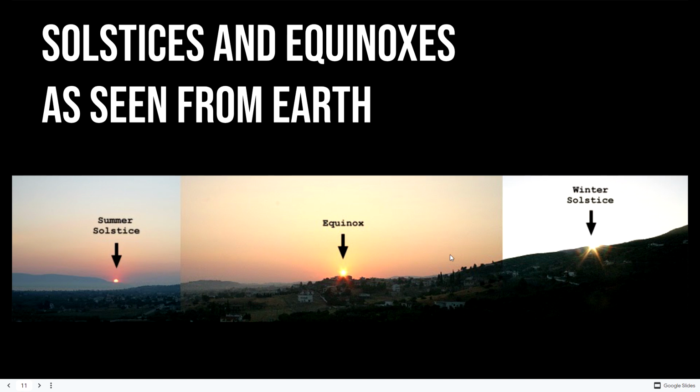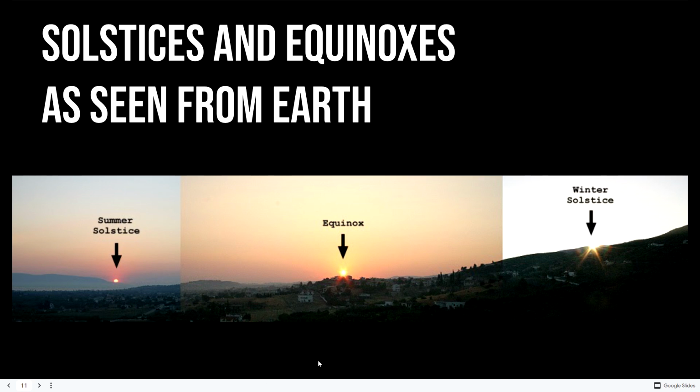But you can see that the sun has now moved, so as it came up over this hill in the summer, it's now coming up over this hill in the winter time. So these are 3 different time snaps of the exact same section of hillside.